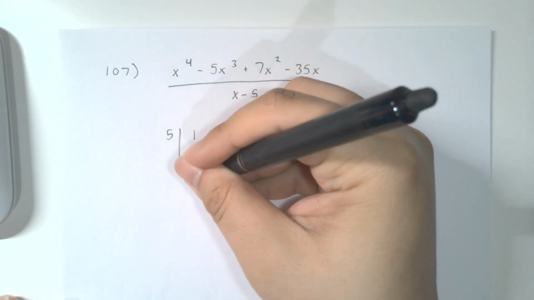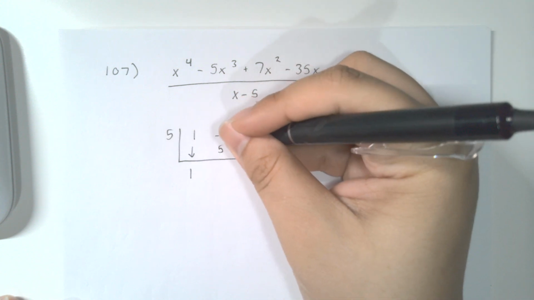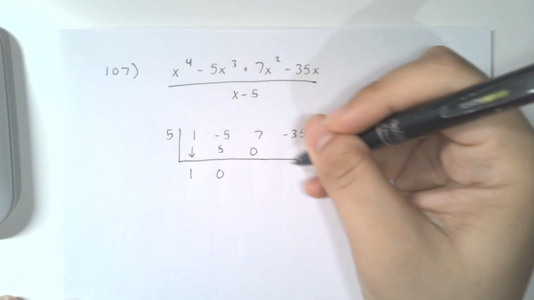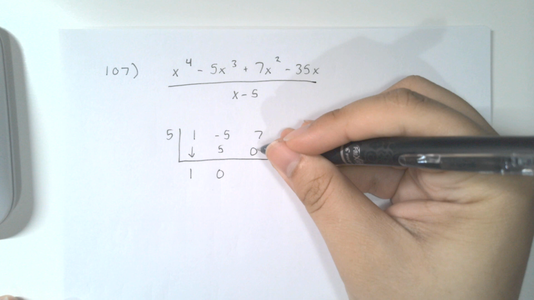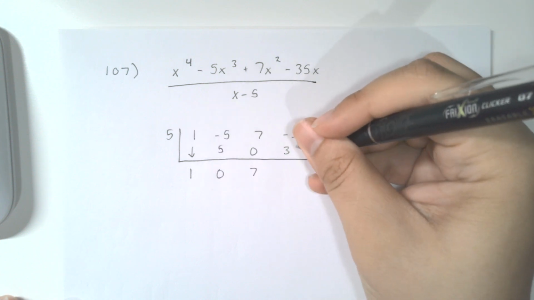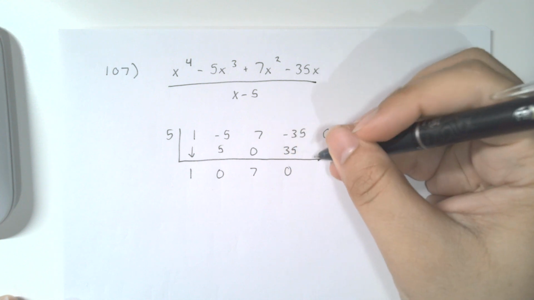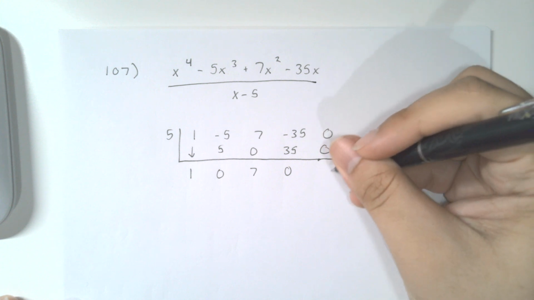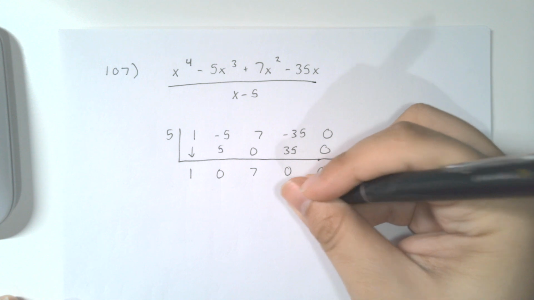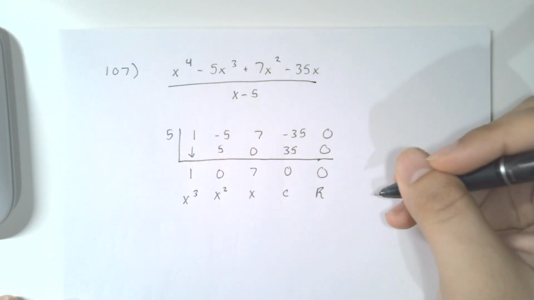We bring down our 1. Now we have 5 times 1, which is 5. Negative 5 plus 5 is 0. 5 times 0 is 0. 7 plus 0 is 7. And 5 times 7 is 35. Negative 35 plus 35 is 0. 5 times 0 is 0. And 0 plus 0 is 0. Remainder, constant, x, x squared, x cubed.